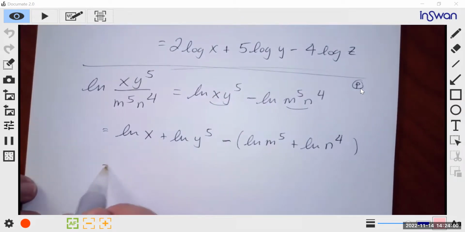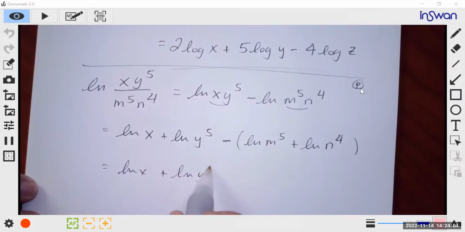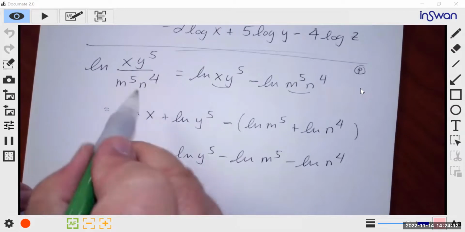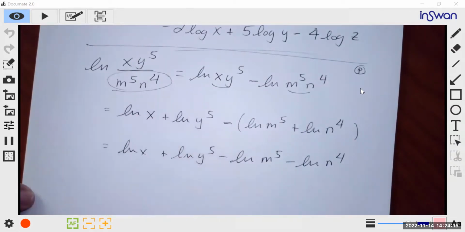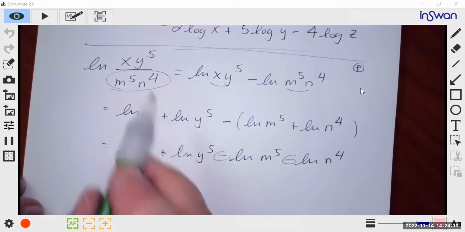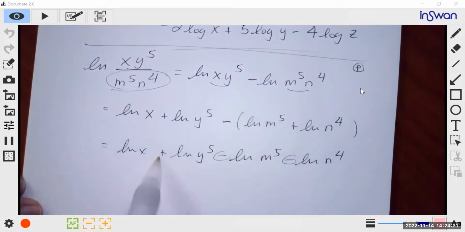Bottom line, this is basically what it's going to look like. If it's on the bottom of a fraction, it's going to have a minus in front of it. If it's on top, it's going to have a plus in front of it. So that should be a shortcut for later on.